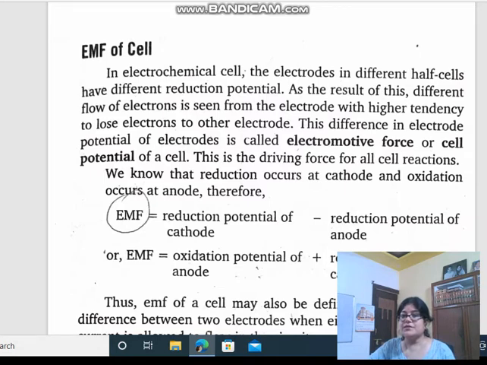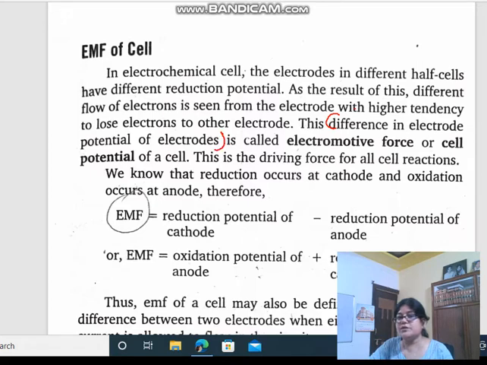As a result, a flow of electrons is seen from the electrode with the higher tendency to lose electrons to the other electrode. So every electrode has a different potential, and there is a difference between the electrode potentials of the electrodes. See, this is the main line. You can see over here what the definition is: the difference in electrode potential of electrodes.